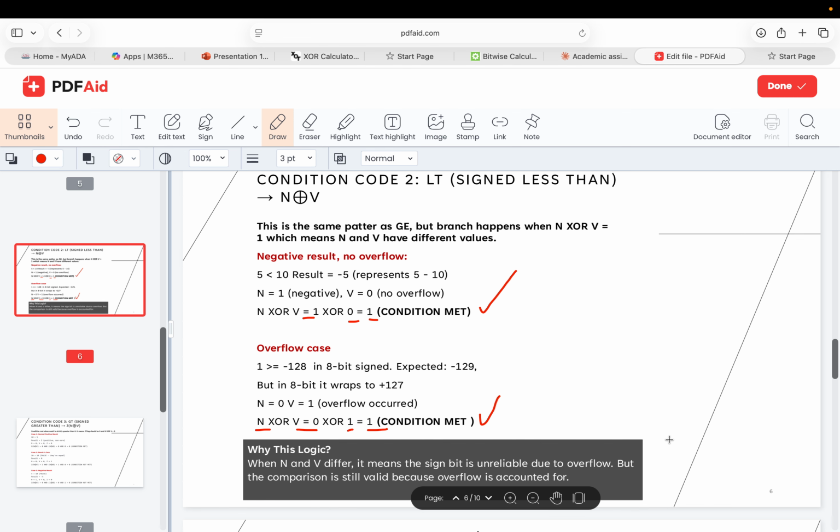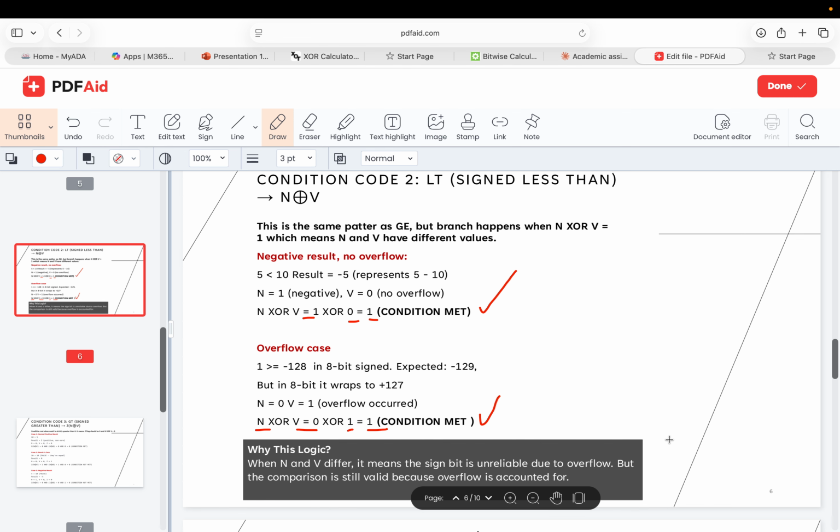Normal positive results, 10 is greater than 5. It means that 10 minus 5 will be, of course, positive 5. Negative flag is 0, V flag is 0, no overflow, and Z flag, of course, 0. Everything is 0, and the condition is met because the condition calculation is 0. When the result is 0, 10 is greater.